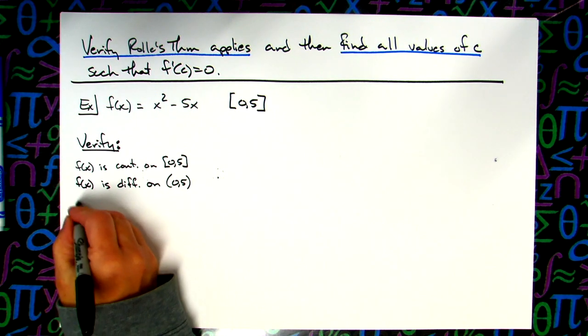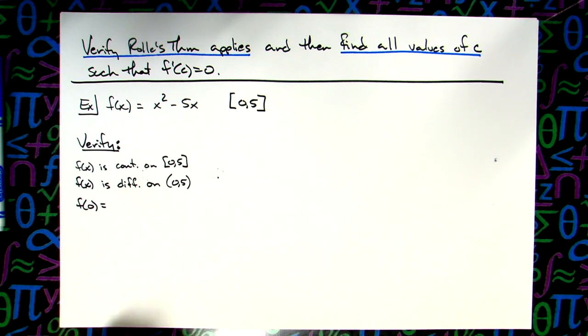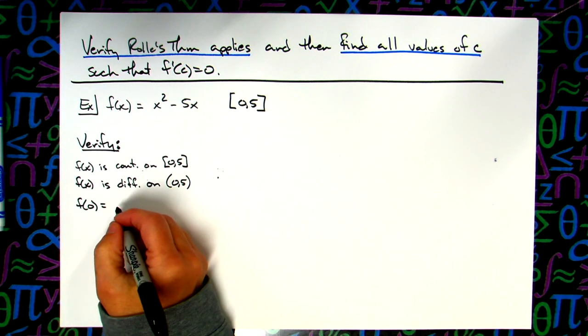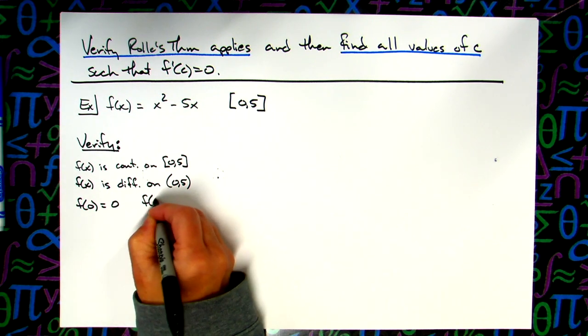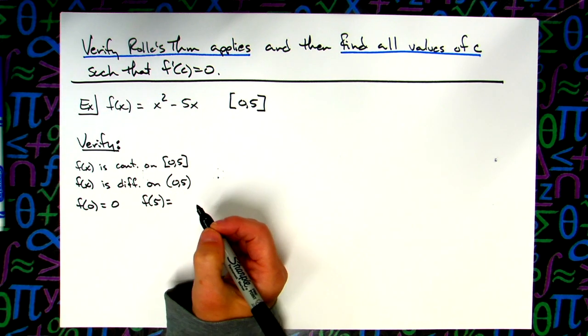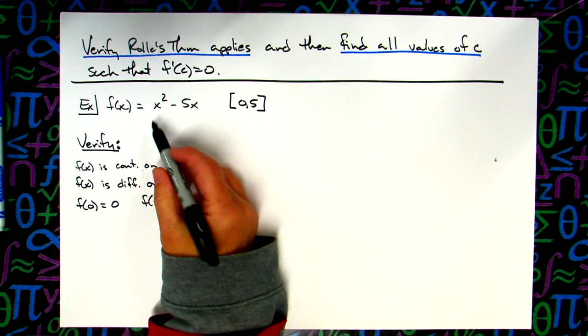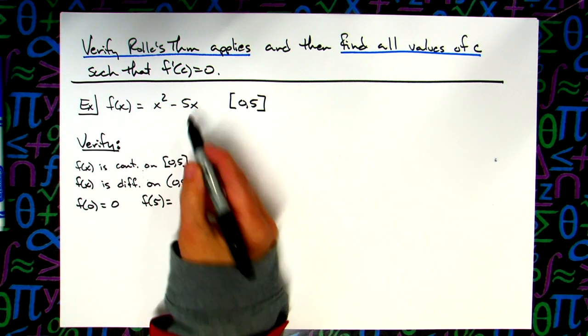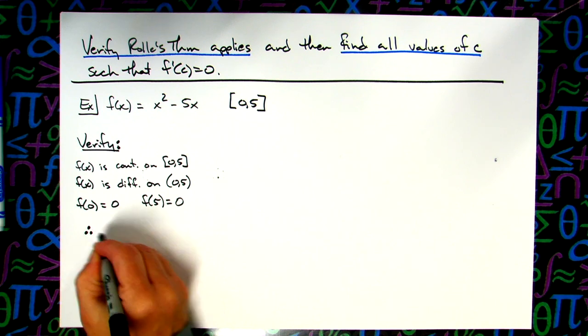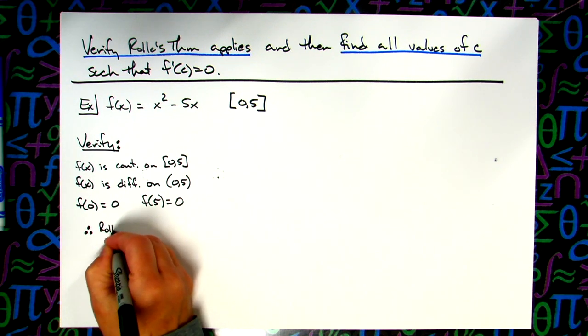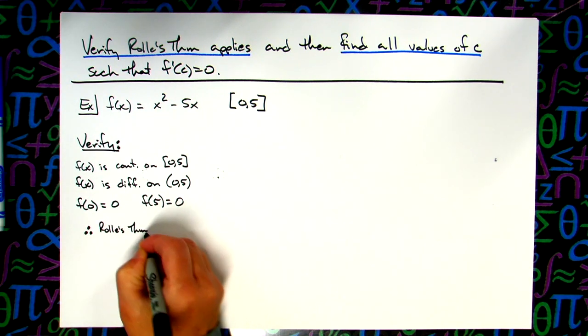So f of 0, can I do the math really quick in my head? 0 squared minus 5 times 0 is just going to be 0. Now f of 5. Again, you might have to do a little bit of work there, but probably not. 5 squared is 25 minus 5 times 5, so that one also equals 0. So this one really is the x-axis. It's going to be at the x-axis. Therefore, Rolle's theorem applies.